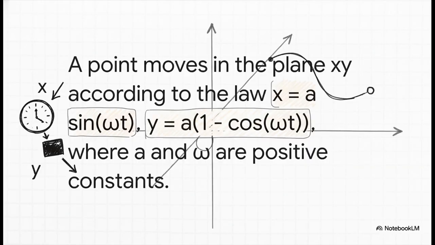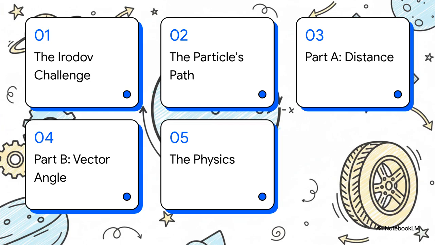We're told a particle is moving around, and its position is given by these two equations. One tells us where it is on the x-axis at any time t, and the other tells us its position on the y-axis. Our job is to figure out what these formulas are really telling us about how this particle is moving. So here's our game plan.